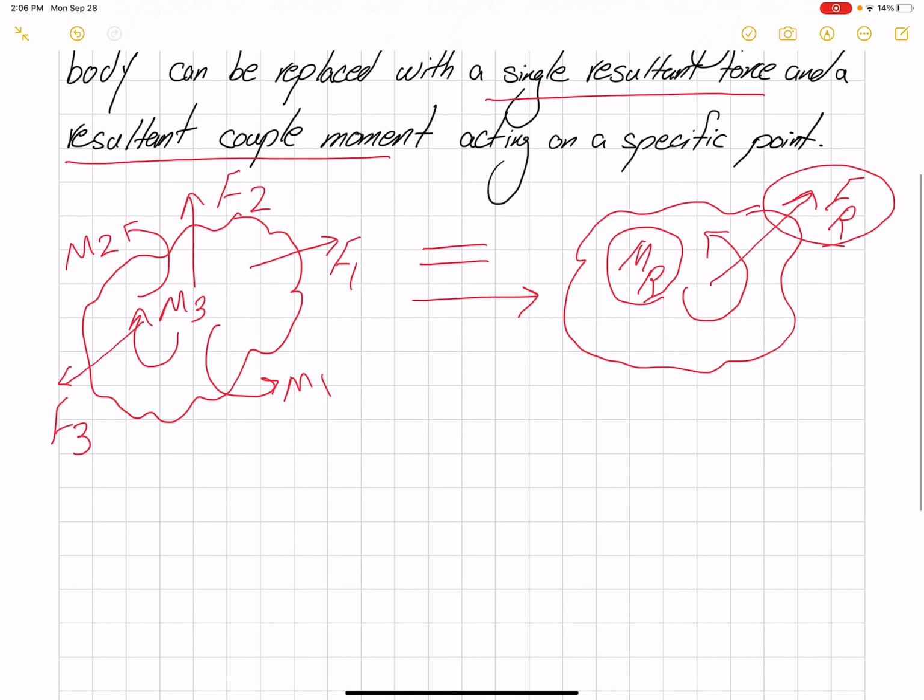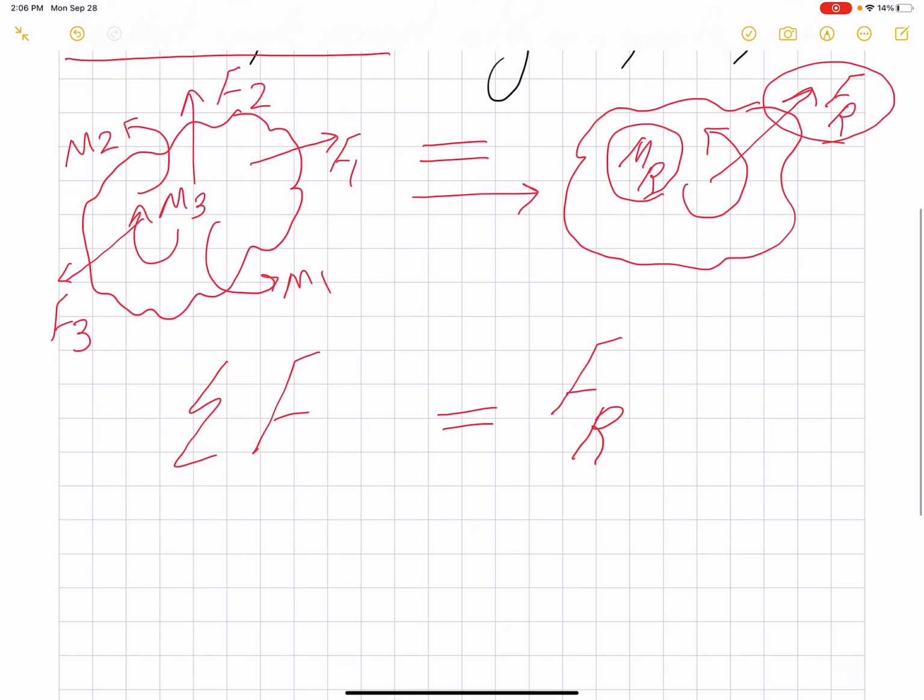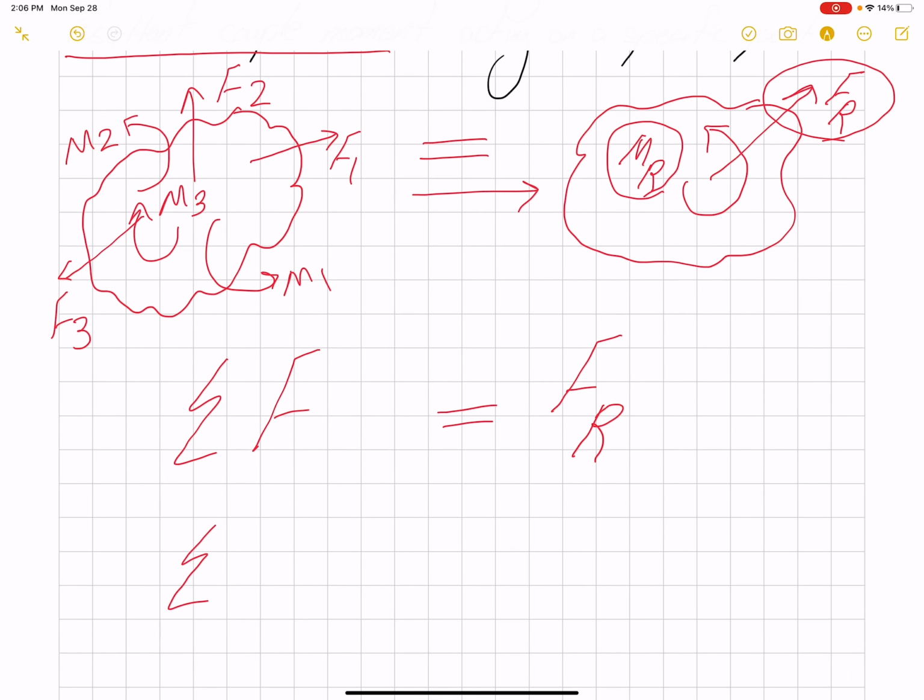The force should be very simple. If we find the summation of all forces, then we have found a resultant force. And instead of carrying all those forces, we just carry the resultant force. For the moment, it's the same, but we need to find a moment about a specific point. Summation of moments about, let's say, point O. And then we do the same thing here. That would give us the resultant moment.